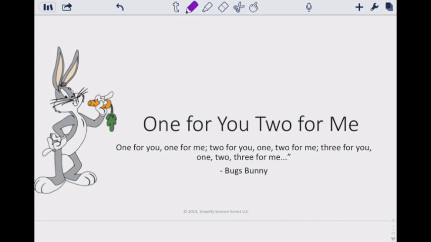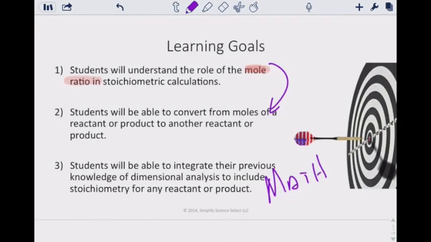And really, when we talk about stoichiometry, it is all about ratios. And so the main learning goals for this are that students will be able to understand the role of the mole ratio, and that's the big thing in stoichiometric calculations. And in using this mole ratio, students will be able to convert between moles of a reactant or product to another reactant or product. And then lastly, students will be able to integrate their previous knowledge of dimensional analysis to include stoichiometry for any reactant or product.